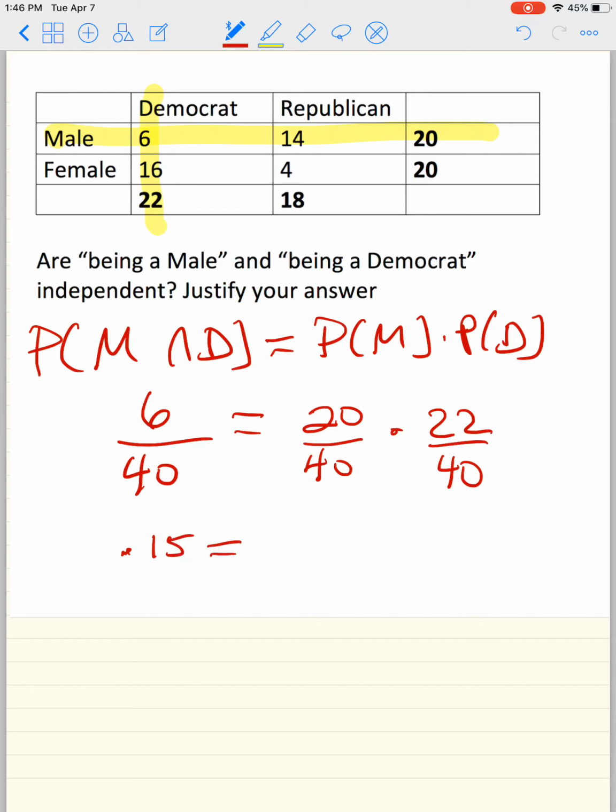And once again, I should probably put a question mark on top of it because you're still not sure. 22 out of 40. And this is 0.275, and they're not equal. So since they're not equal, they are not independent. For those who are struggling with how to get 0.275, you can use your parentheses in your calculator, or you can say this times this divided by this times this.